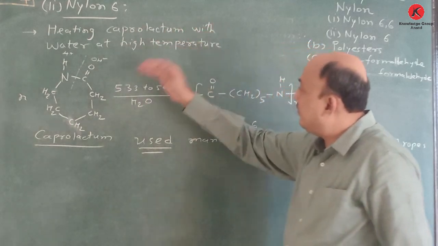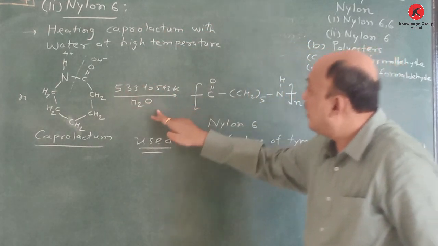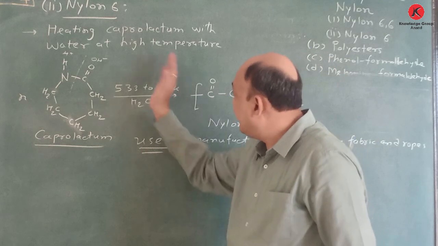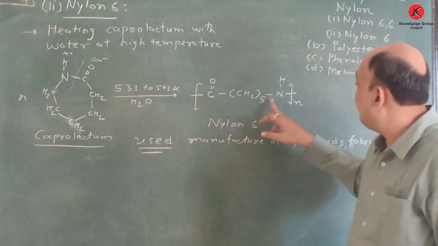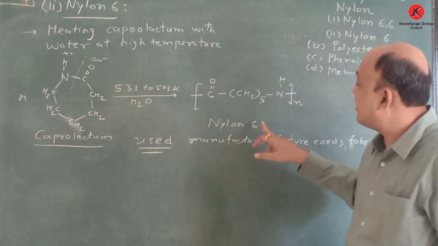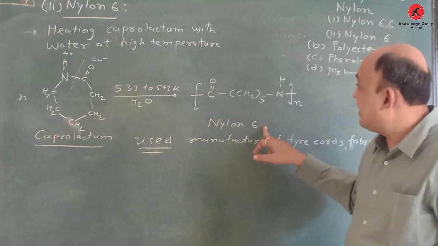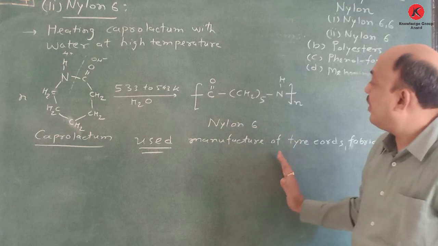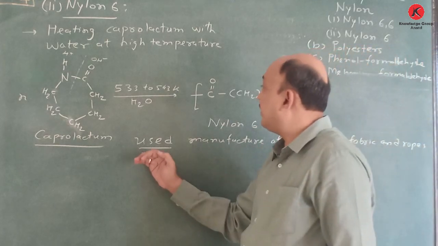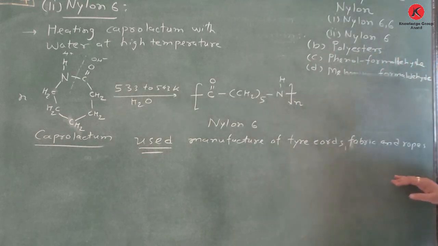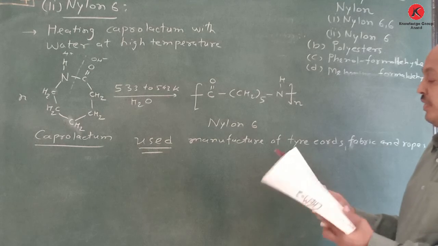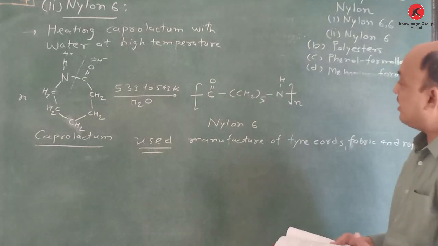Heating this caprolactam with water molecule: here the water molecule is not removed but added. So here the water molecule is added, and C double bond O, (CH2) 5, NH and N. That's why it is considered nylon 6. So this is all about caprolactam, and that polymer we consider nylon 6, used in the manufacture of tire cords, fabric and ropes.